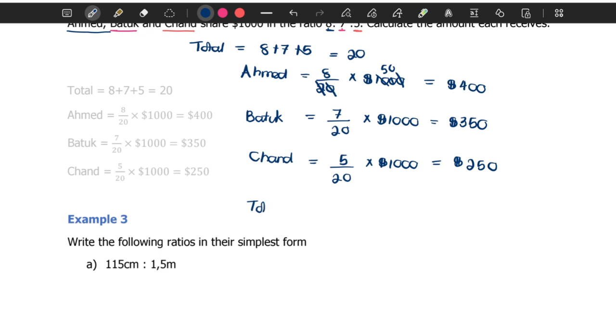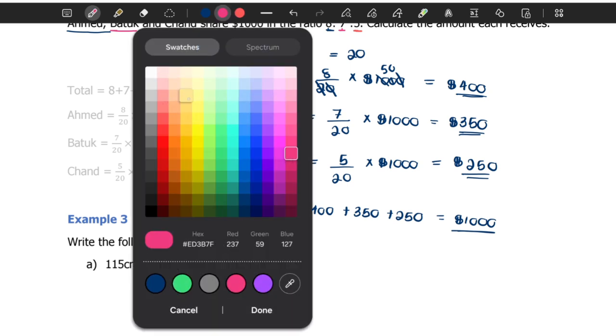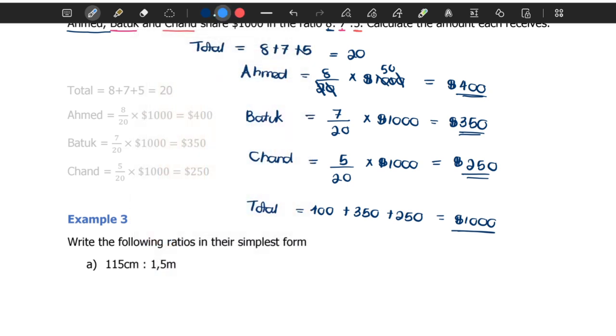So then the total should add up to $1,000, right? Because we know that the $1,000 was shared among the 3. So if we add 400 plus 350 plus 250, that is in fact going to give us 1,000, because 400 plus 350, that's 750, plus 250, that's 1,000. So then it would have proven that these are also correct. So just to cross check and to make sure, you can use that as proof. Okay, great.